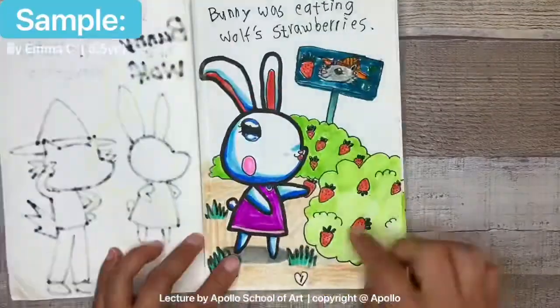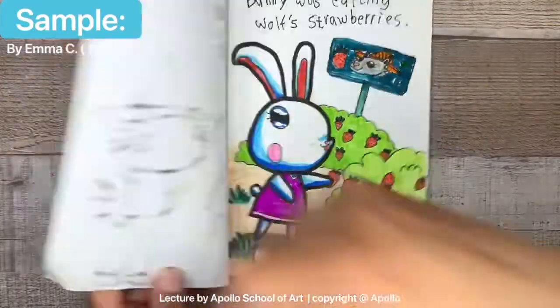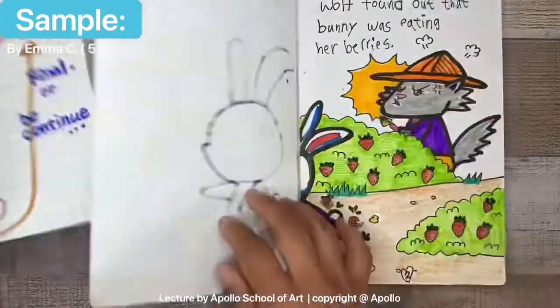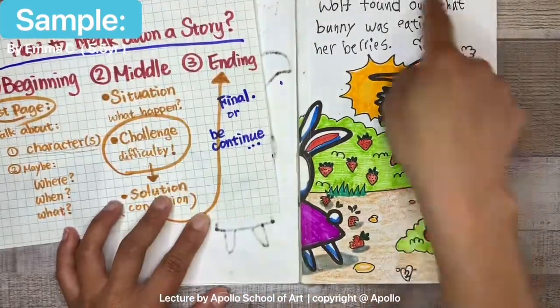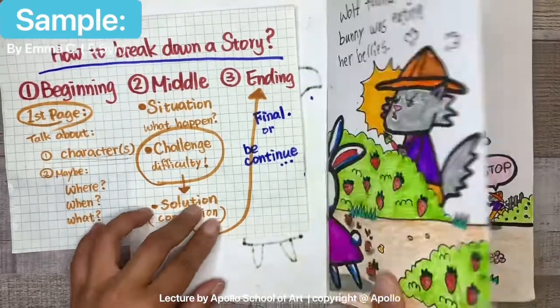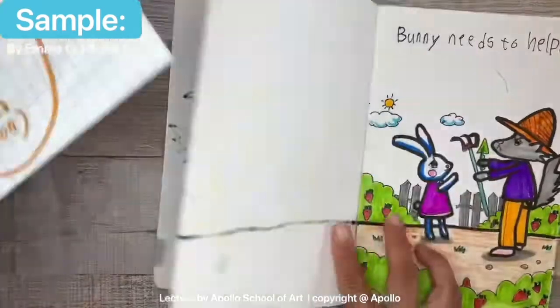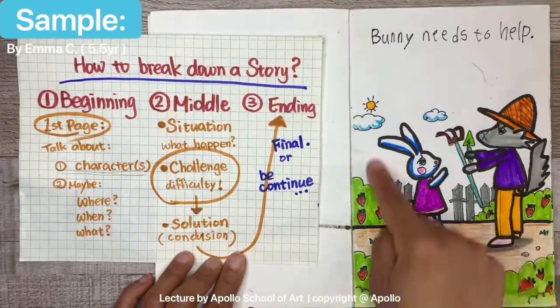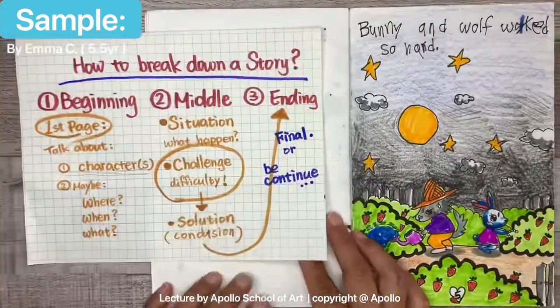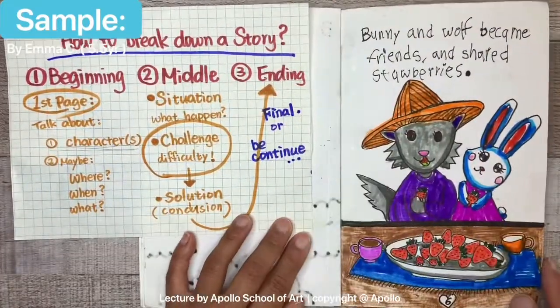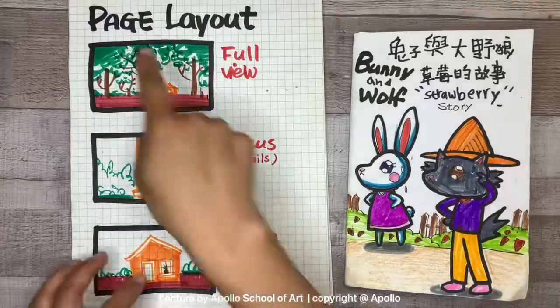Okay, let's see one of the samples. So that's the cover. Okay, so let's see, that's the beginning. So the character is the bunny. Then what's the situation? The strawberry got stolen from the bunny. So the challenge is the wolf is chasing the bunny. Then the solution is the bunny needs help. Then the final, they become friends, right? So that's the page layout.